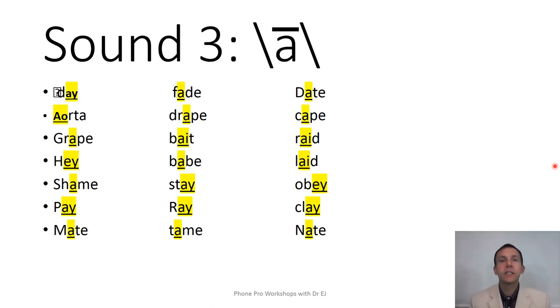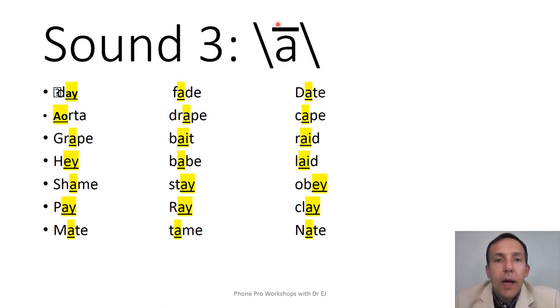Okay. This is sound number three, and this is how you graphically represent sound number three. Remember, this is not a letter. This is the phonetic symbol, because you can see here and here the slashes. The slashes can be forward or backwards, like in this case. They are just there to represent that anything within the slashes is considered a sound, never a letter. How do we pronounce sound number three?